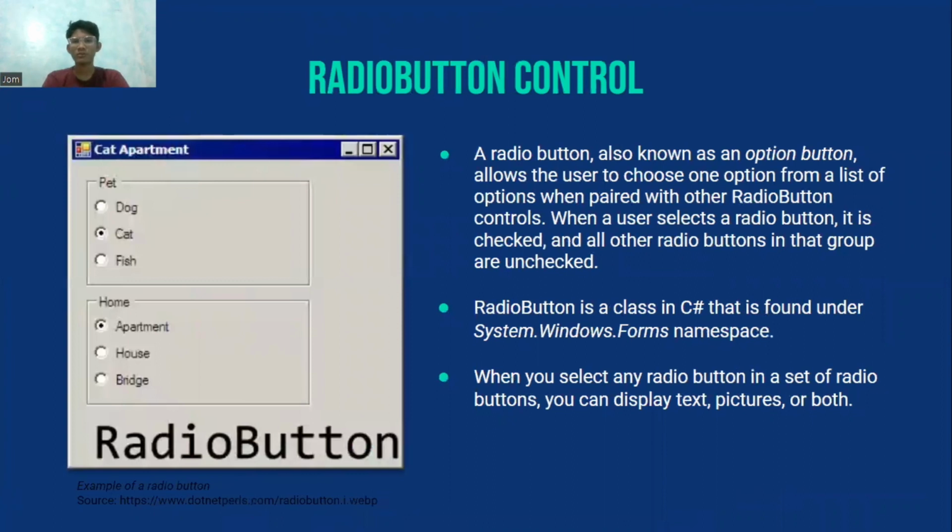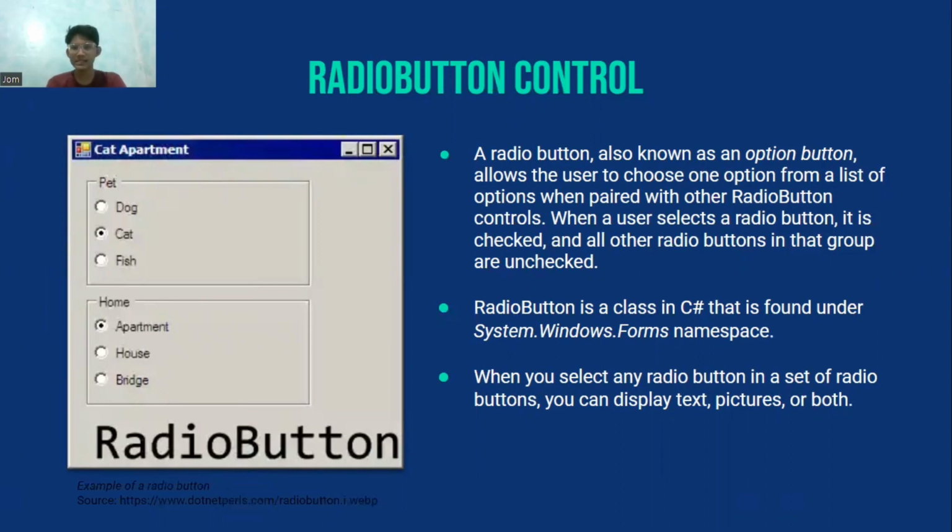Radio button control. A radio button, also known as an option button, allows the user to choose one option from a list of options when paired with other radio button controls. When a user selects a radio button, it is checked, and all other radio buttons in that group are unchecked. So basically, radio button is used when a user needs to select from a set of mutually exclusive elements. And I will be explaining later what mutually exclusive elements mean.